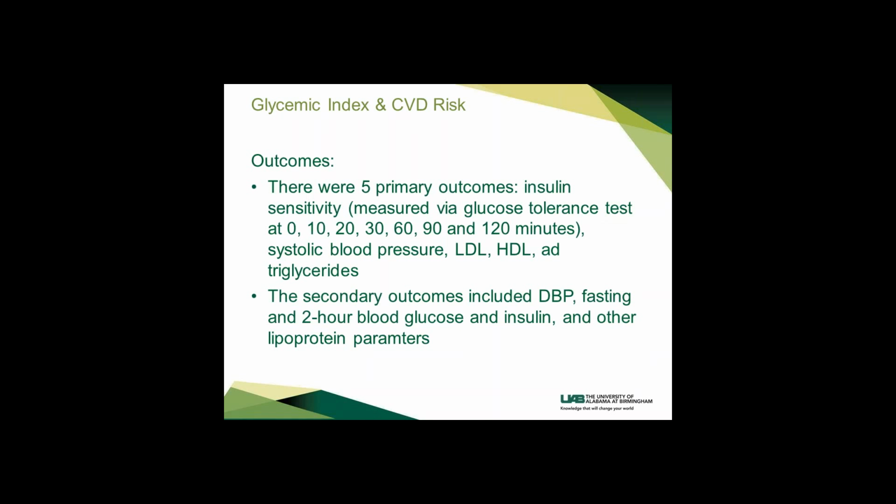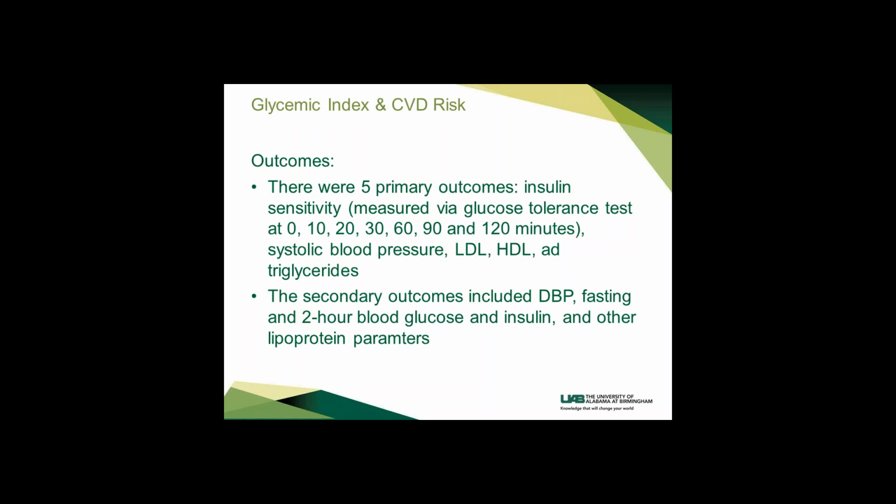Okay, so in this study, as I mentioned, there were 5 primary outcomes. Insulin sensitivity was measured via the glucose tolerance test, and it was measured at 0, 10, 20, 30, 60, 90, and 120 minutes. So if you plot those out and then you take the area under that curve, that's one of their 5 primary outcomes. And then systolic blood pressure, LDL, HDL, and triglycerides. Their secondary outcomes included diastolic blood pressure, fasting and 2-hour blood glucose and insulin, and other lipoprotein parameters. So they actually had many secondary outcomes.